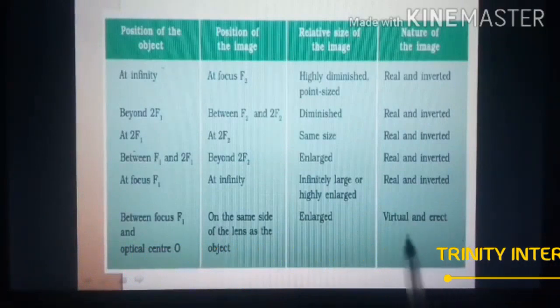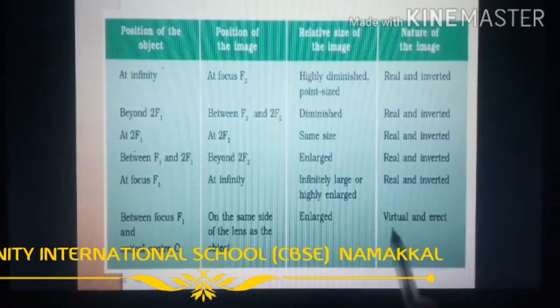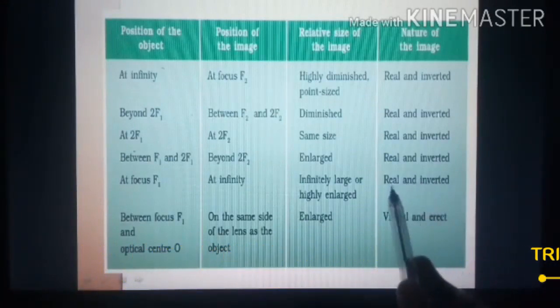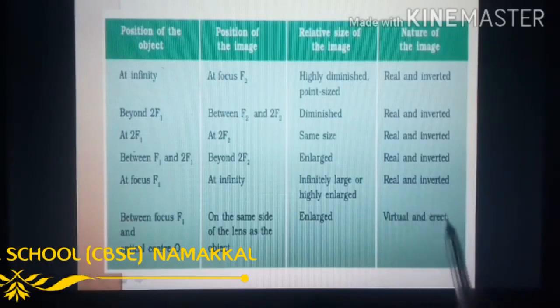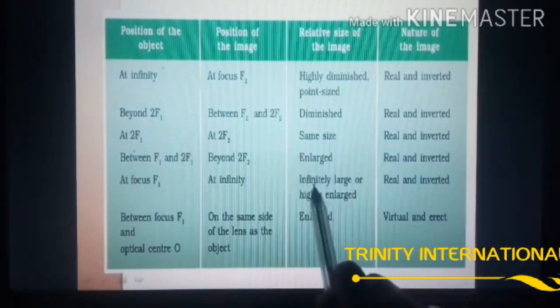Virtual means we cannot see it on a screen, we can only view it through the lens itself, and the image will be upright, erect. Real images are always inverted. Virtual images are always erect. These are the important things we have to remember.